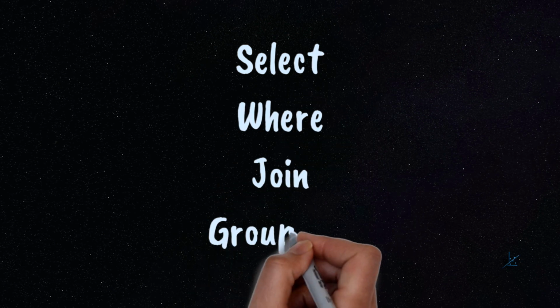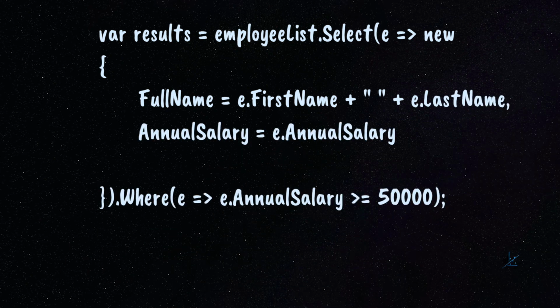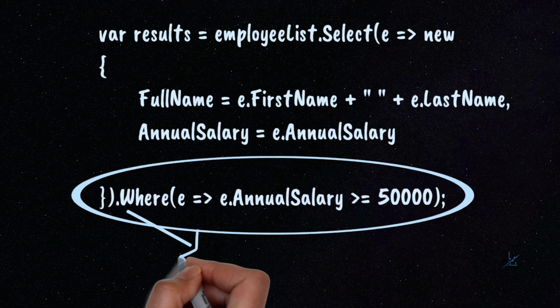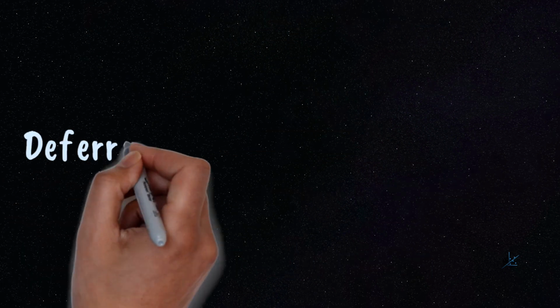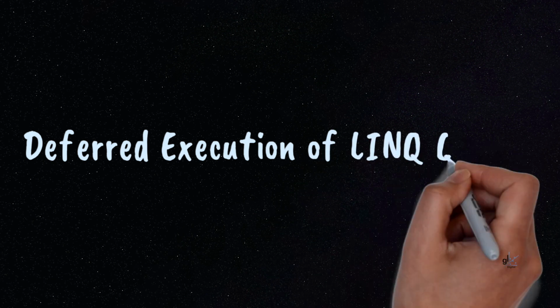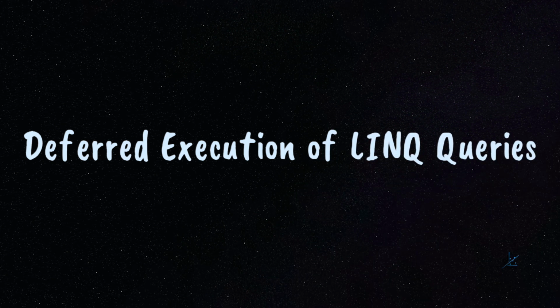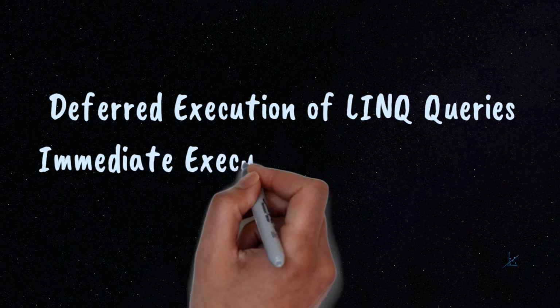and GroupJoin. We'll discuss what is meant by method chaining and demonstrate an example that makes use of method chaining in the context of a LINQ query. We'll look at what is meant by deferred execution of LINQ queries and what is meant by immediate execution of LINQ queries. We'll discuss the inherent advantages of deferred execution in the context of LINQ.